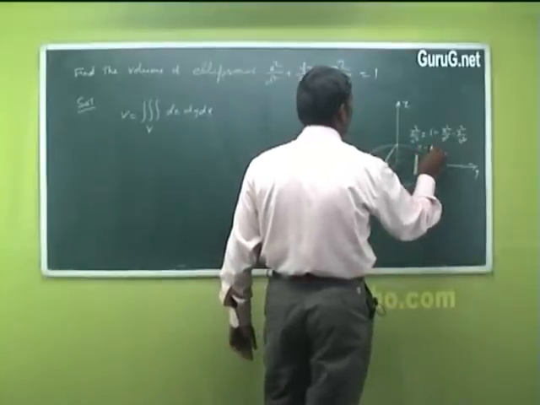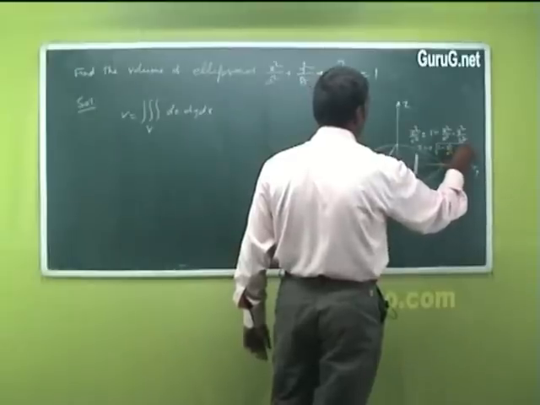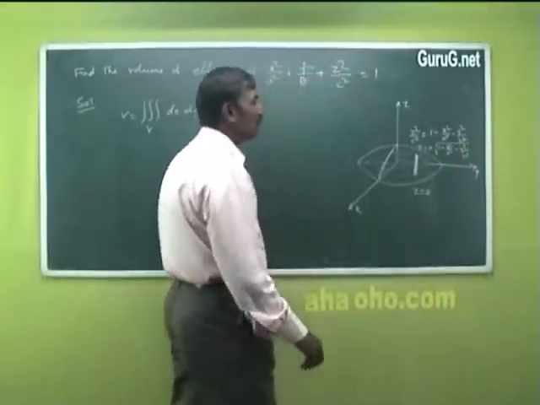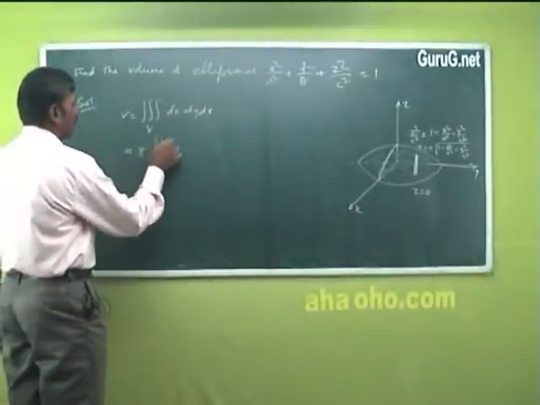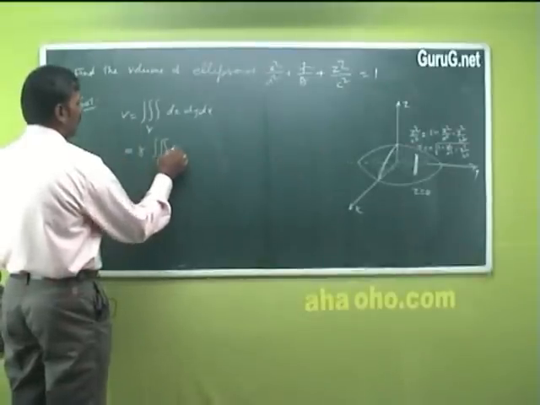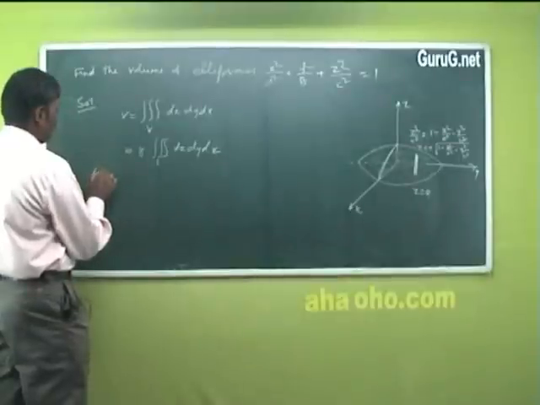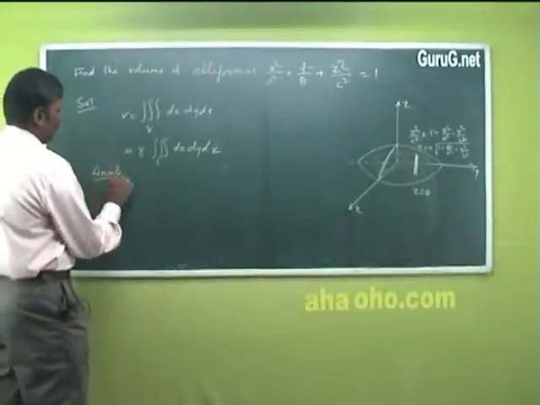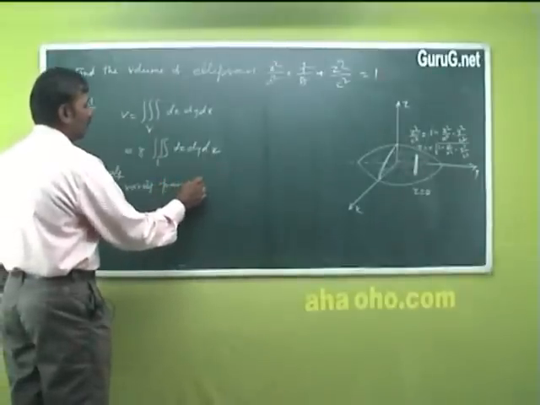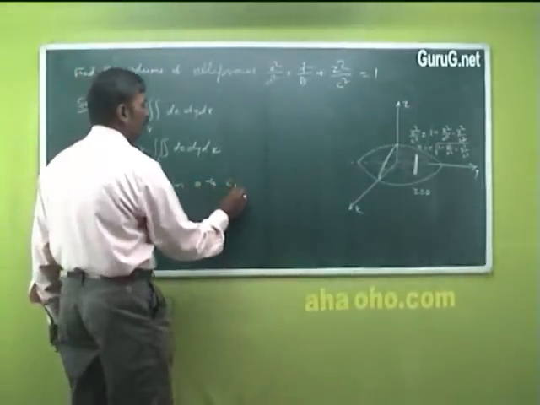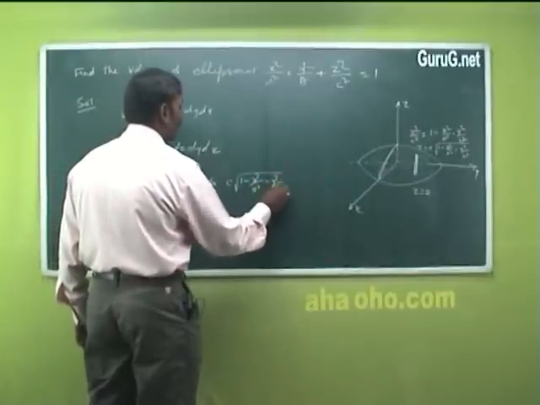Now z is equal to c into root of 1 minus x squared by a squared minus y squared by b squared, right? So the required volume is equal to 8 times the triple integral over V in the first octant, dz dy dx. So the limits: z varies from 0 to c into root of 1 minus x squared by a squared minus y squared by b squared.